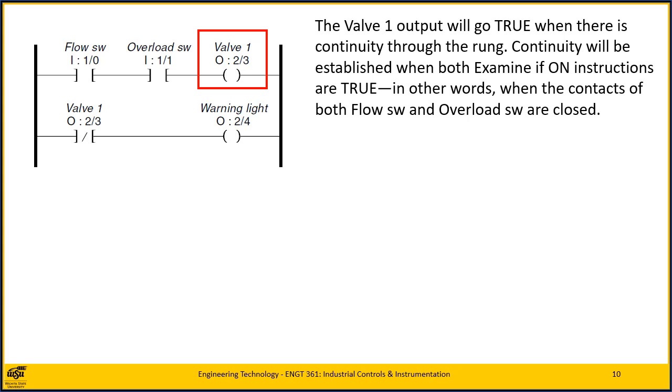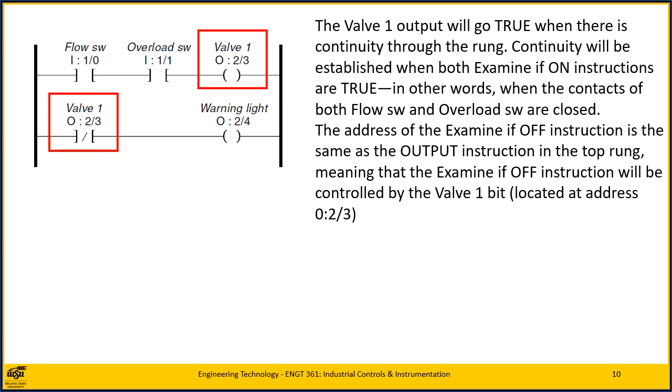The operation of the top rung is as follows. The valve 1 output will go true when there is continuity through the rung. Continuity will be established when both examine if closed instructions are true. In other words, when the contacts of both flow switch and overload switch are closed.